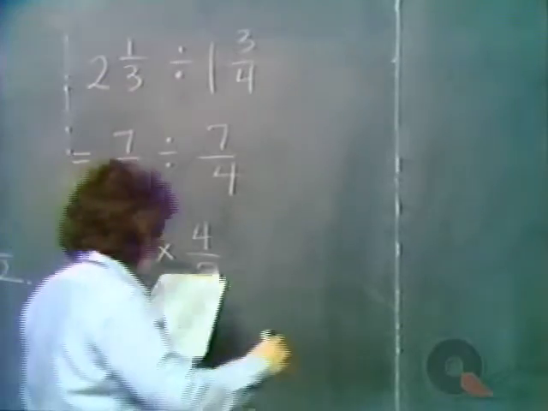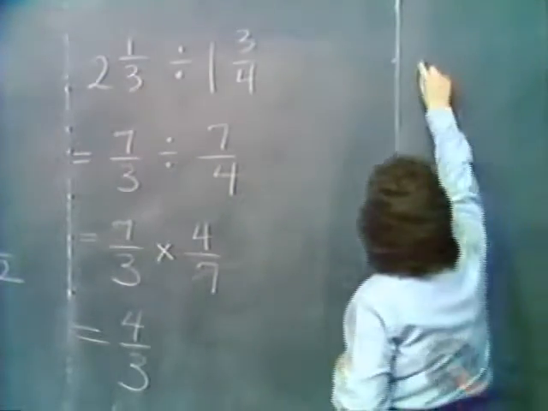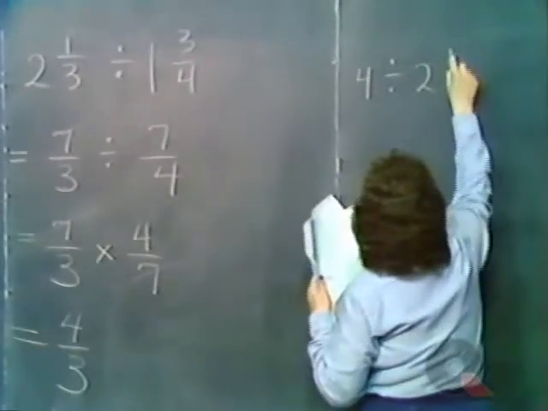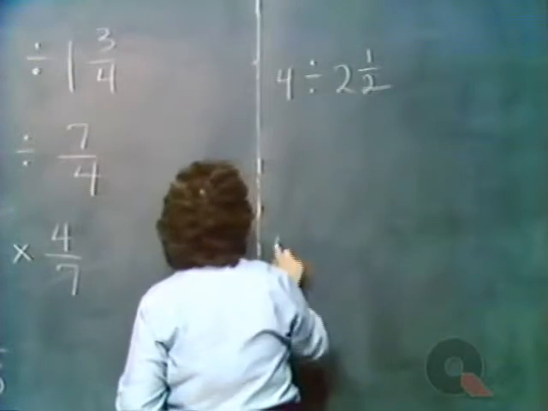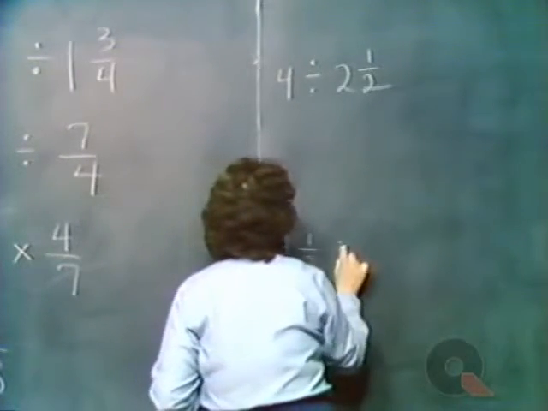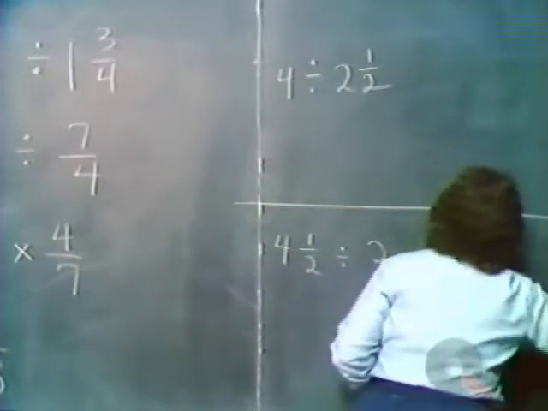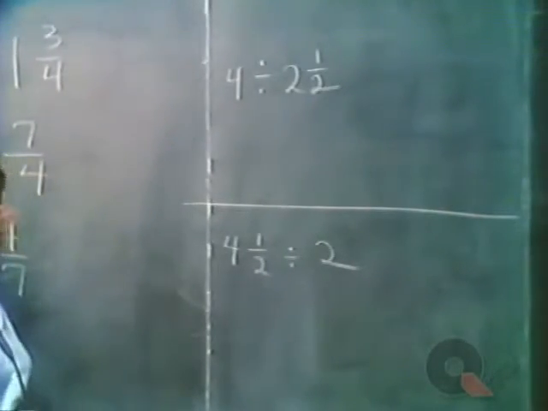Okay, let's just try 2 quick division problems, and that'll bring us to the end of the tape. 4 divided by 2 1/2 and 4 1/2 divided by 2. I just want to make sure that you know how to handle them if they're not both mixed numbers. Only one of them is a mixed number.